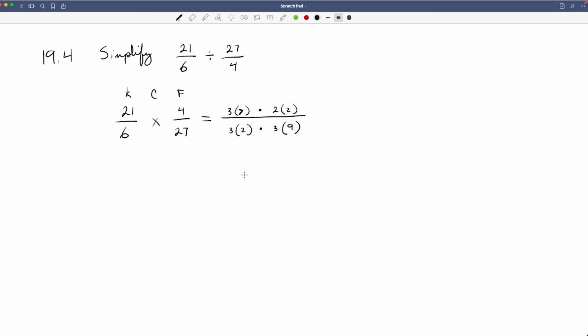All right, so let's look and see what we can cancel. So I see right away I can get rid of a 3, and I can get rid of one of those 2's. And that's all I can do, because there's not a 7 down here, and there's not a 2 down here, and there's not a 3 or a 9 up here. So my answer is going to be 7 times 2, which is 14, over 3 times 9, which is 27. And that's pretty awesome that we were able to do that without having to go all the way up to that big number and come all the way back down. It's just so much easier.